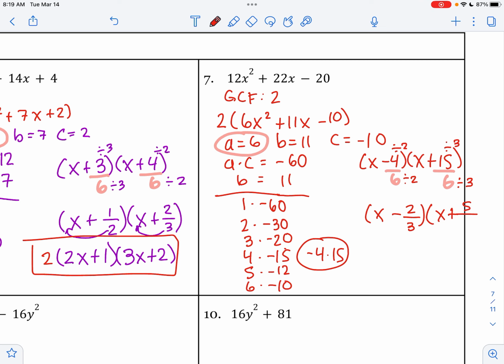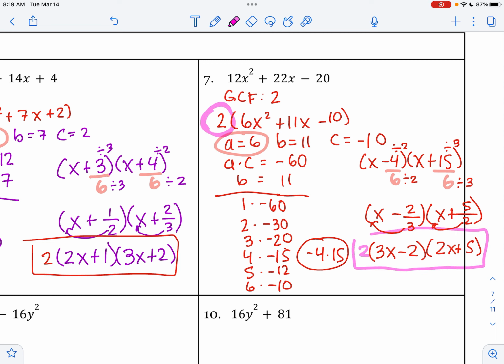And then 5 and 2. Right, 15 divided by 3 is 5, 6 divided by 3 is 2. And then we're going to bring up the 3 here and the 2 here. So 3x minus 2 and 2x plus 5. And then again, your GCF at the very beginning was 2, so I have to put that back in my answer. And that's my final answer.